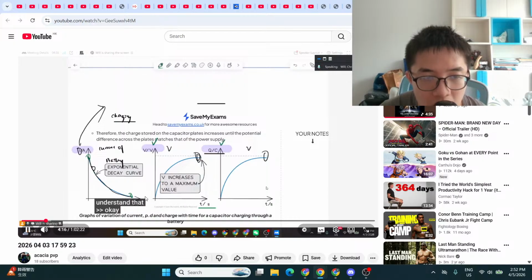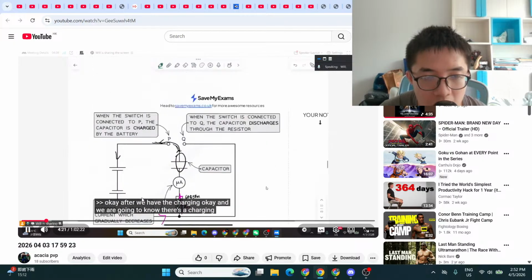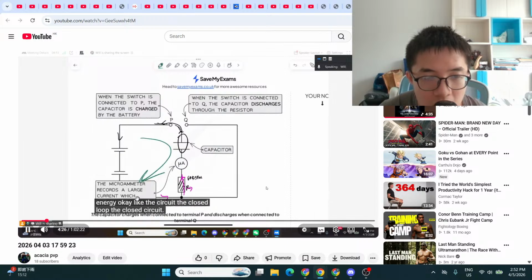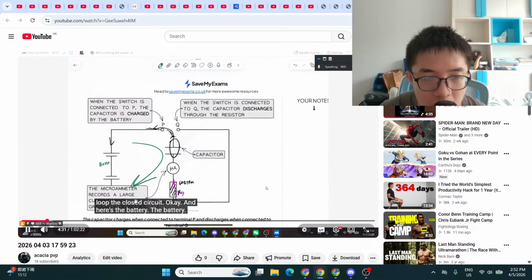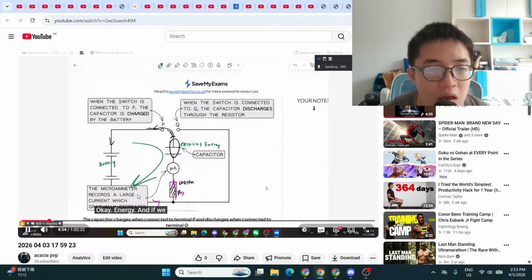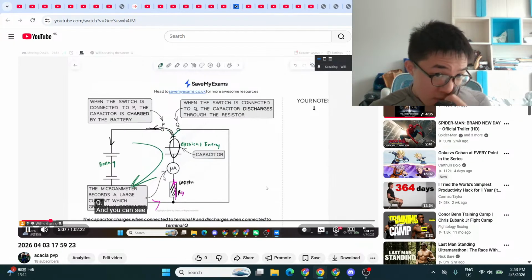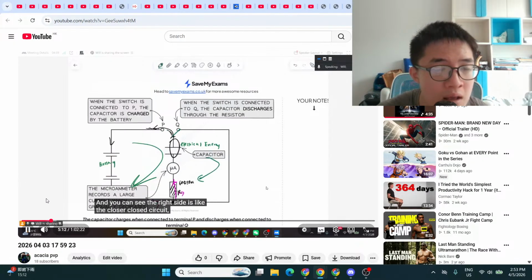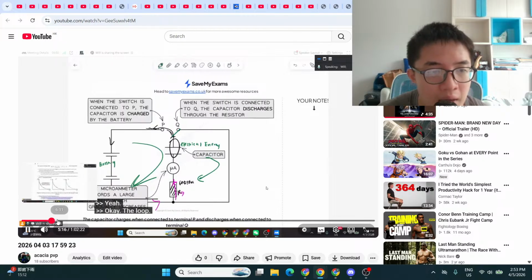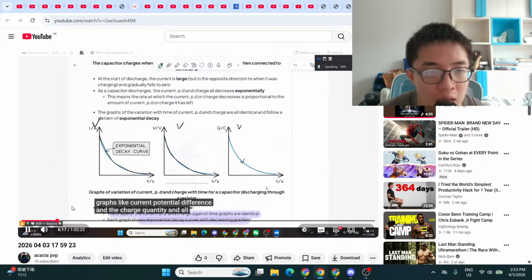After charging, we go to discharging, like in the closed circuit, and here's the battery. After the battery has supplied all the electrical energy to the capacitor, the capacitor is fully charged. If we switch to point Q, which means the capacitor is discharging, and point P on the right side would be charging, a closed circuit, the loop. Understand that? The current, potential difference and the charge quantity are all exponential decay.